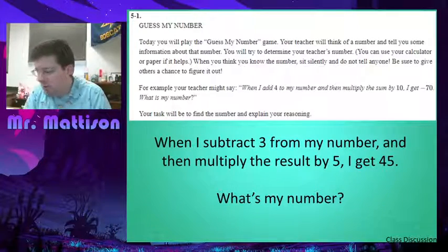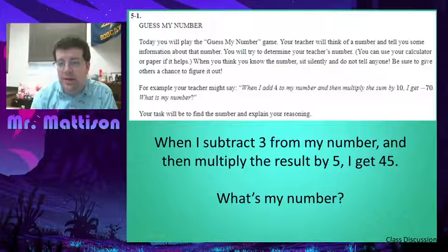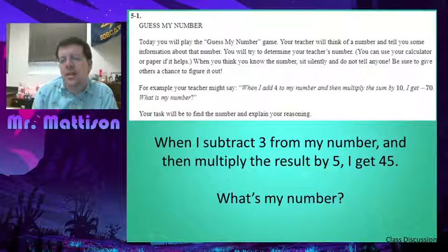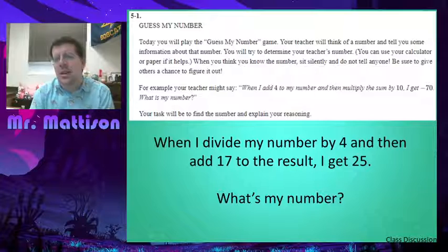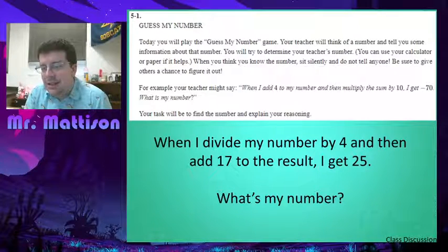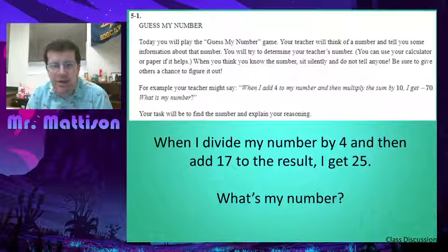Okay, so what you should have gotten here was 12. Right? So take 12 minus 3, and you get 9. 9 times 5 will give you that 45. All right, let's try it one more time now that you get how this works. Next one: when I divide my number by 4, then add 17 to the result, I get 25. What's my number? Go ahead and pause and try and figure out that answer.